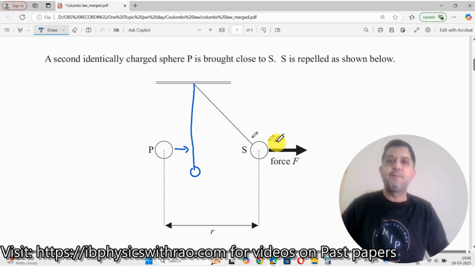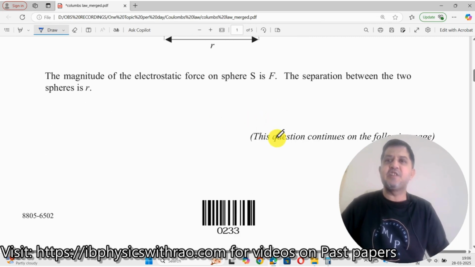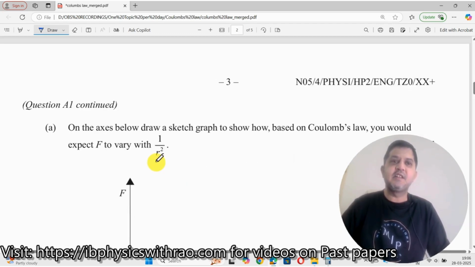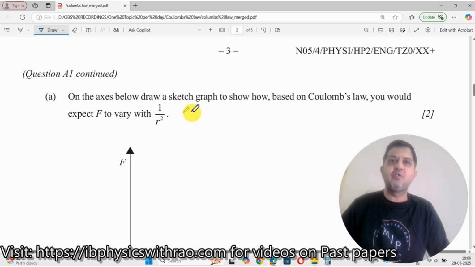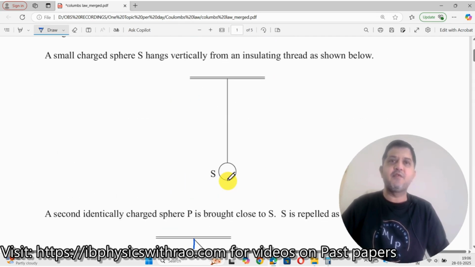Now the magnitude of the electrostatic force on the sphere S is F, and the separation between the two spheres is R. So the separation is R, and this is the force F over here. Easily we can say this is charge Q1 and this is charge Q2, so there is a repulsion. Then, on the axis below, draw a sketch graph to show how, based on Coulomb's law, you would expect F to vary with 1 by R square. So you need to plot a graph of F versus 1 by R square.